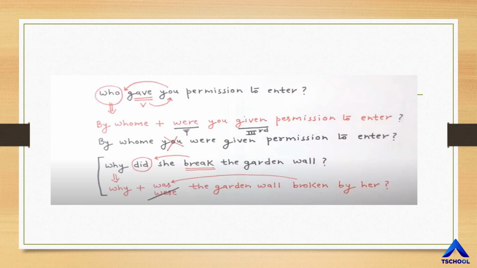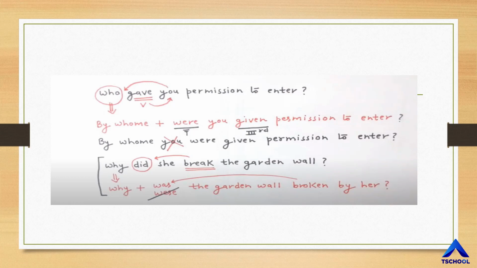Look at the last example. Why did she break the garden wall? It starts with why, so there would be no changes. Changes are only to be done if the question starts with WH words like who or whom. Here the question starts with why, so it would remain why.